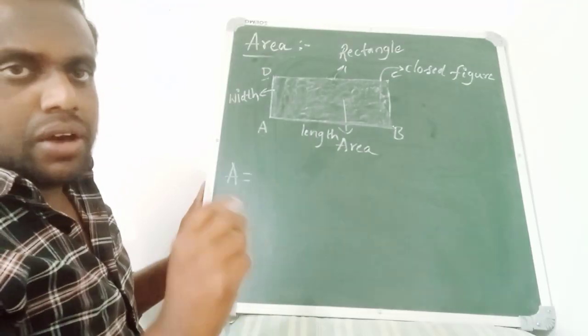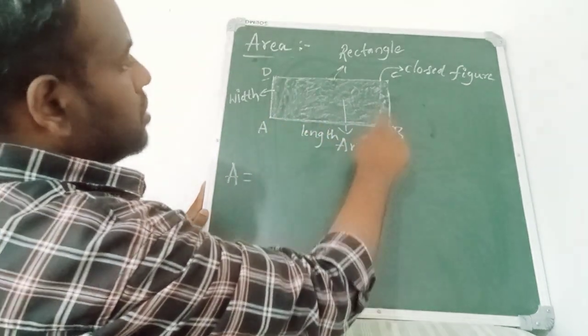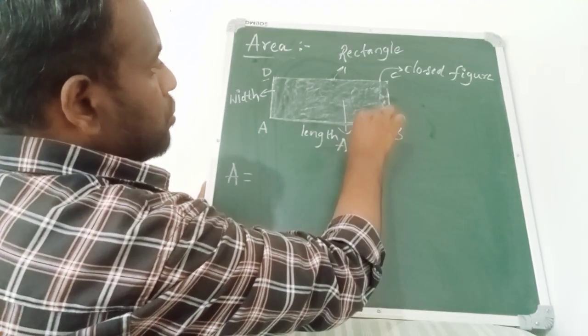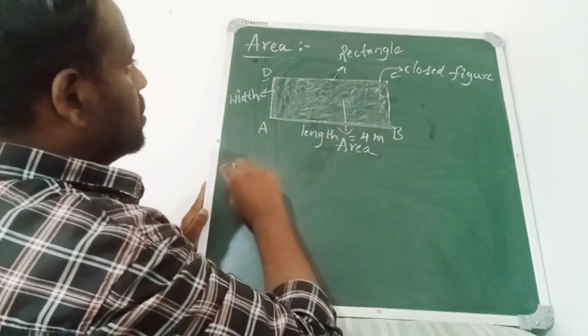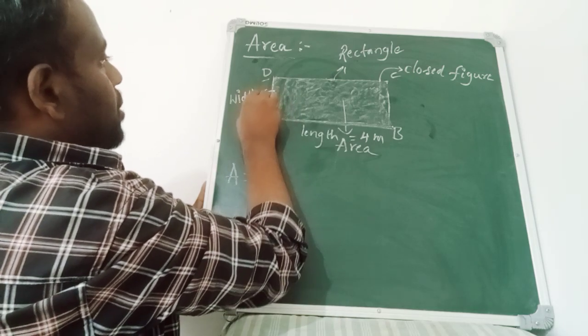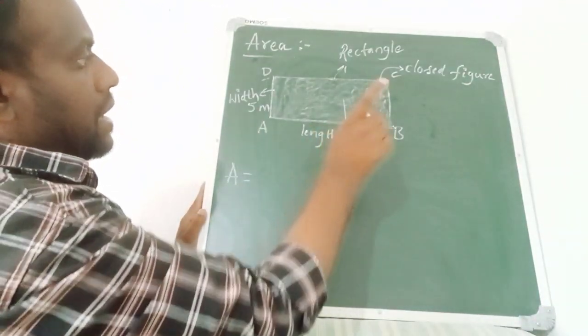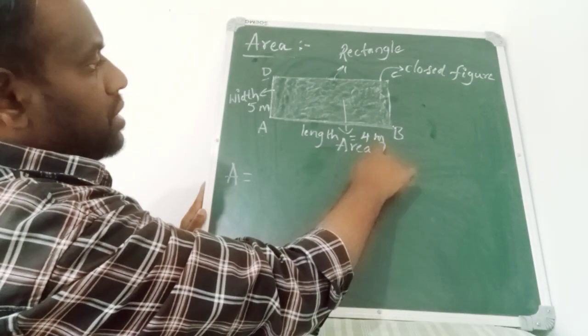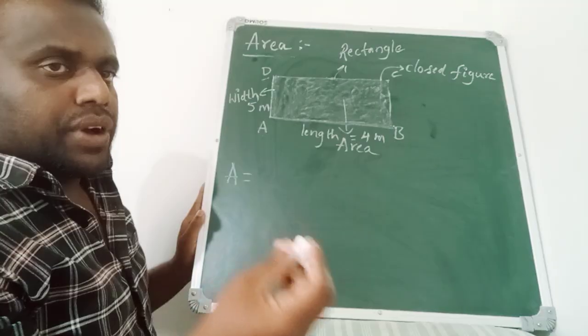There is a formula for this. For example, I said this is the length. For example, they have given 4 meter. Length is 4 meter and this width is 5 meter. Just assume they have given like this. Now how to find the area?